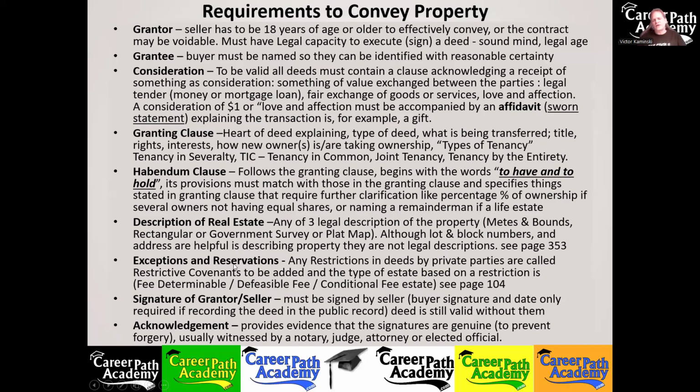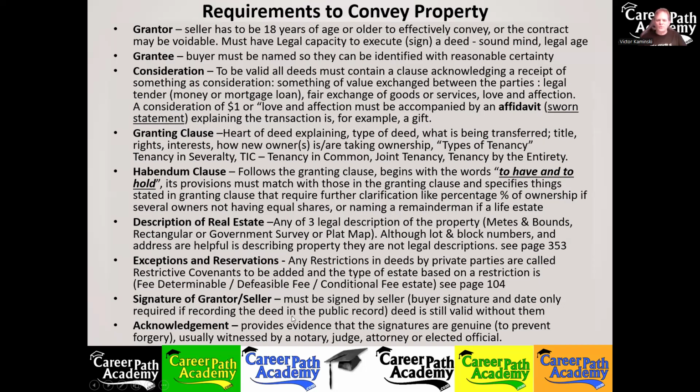Any exceptions or reservations that are to be added to the deed, what do we call those restrictions that are placed by private parties in deeds? They're called restrictive covenants. So you could put those restrictions in deeds, and what do we call those estates in land that are ownership forever that are based on restrictions? They're called fee determinable, defeasible fee, or conditional fee estates, which we went over in chapter 6 on page 104. So I got the cross references for everything here.